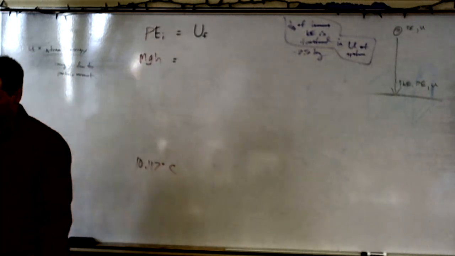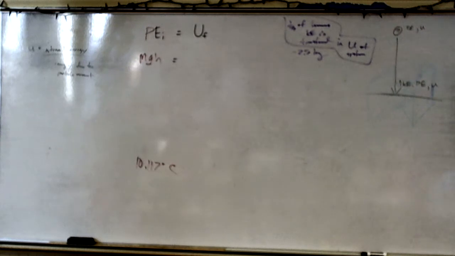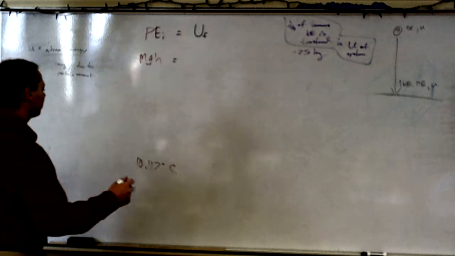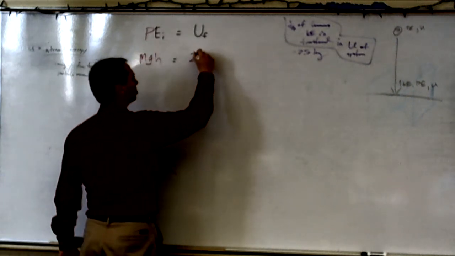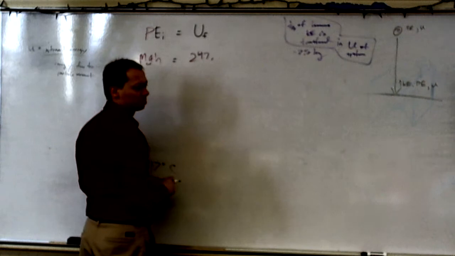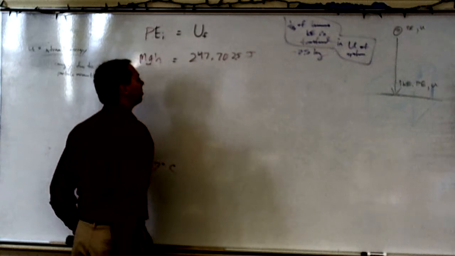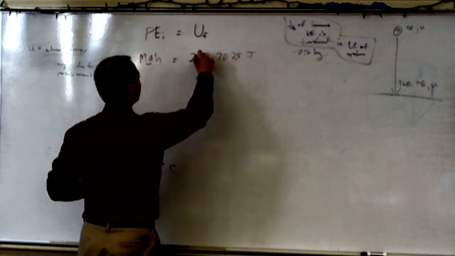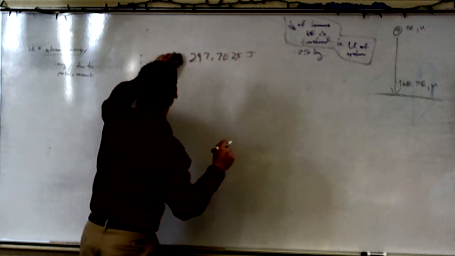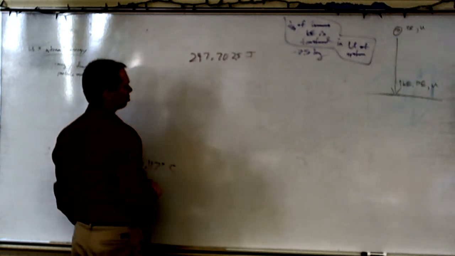How much potential energy did the water start with? That part's easy. AJ, what'd you get for that? How many joules? Like 247,000. Okay, good. So now once you have that number, we have an amount of joules, 247,702.5. That many joules of energy now is going to raise the temperature of the water.